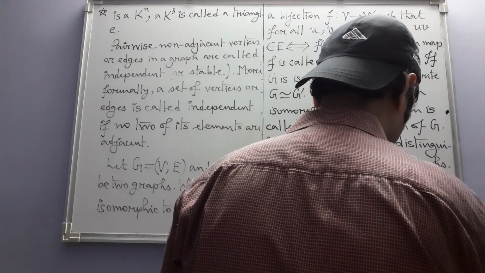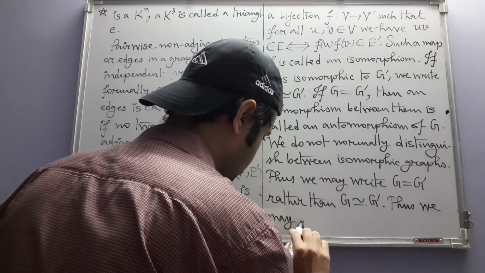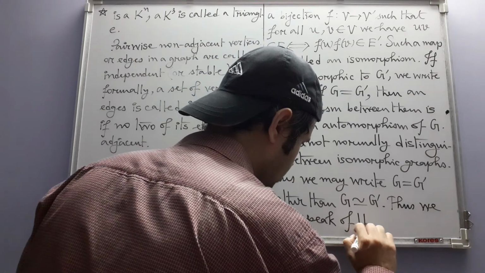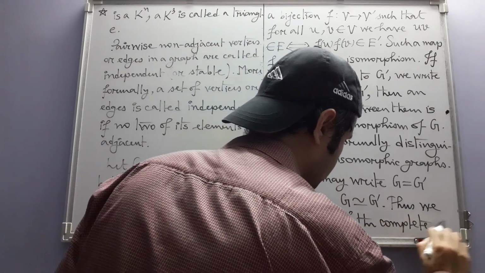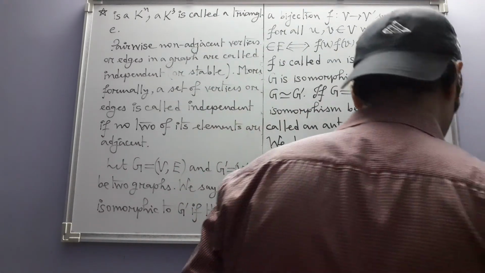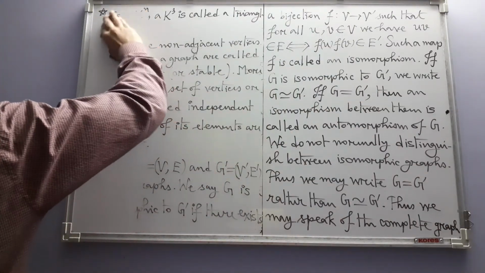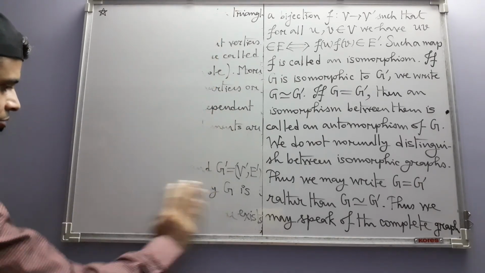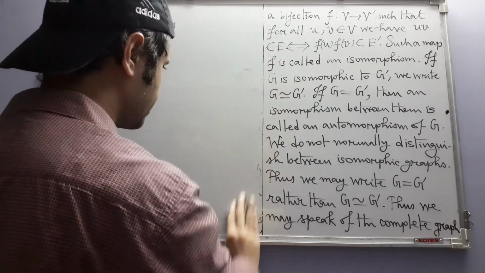Thus, we may speak of the complete graph on 17 vertices, etc. All complete graphs on 17 vertices are isomorphic to one another, which is rather easy to see.